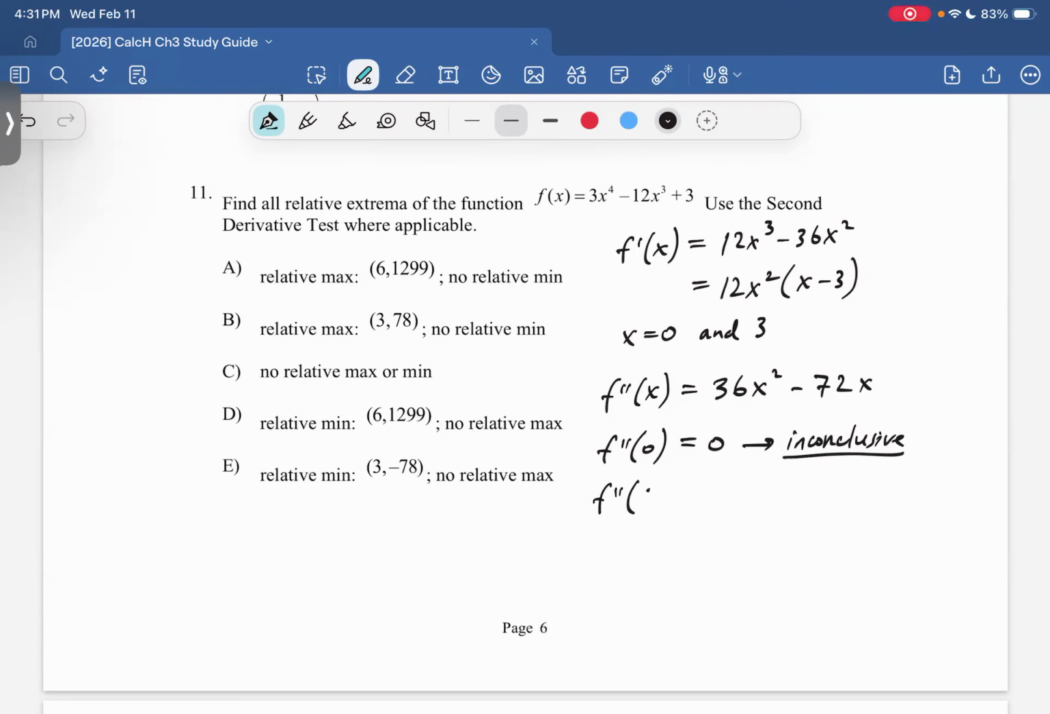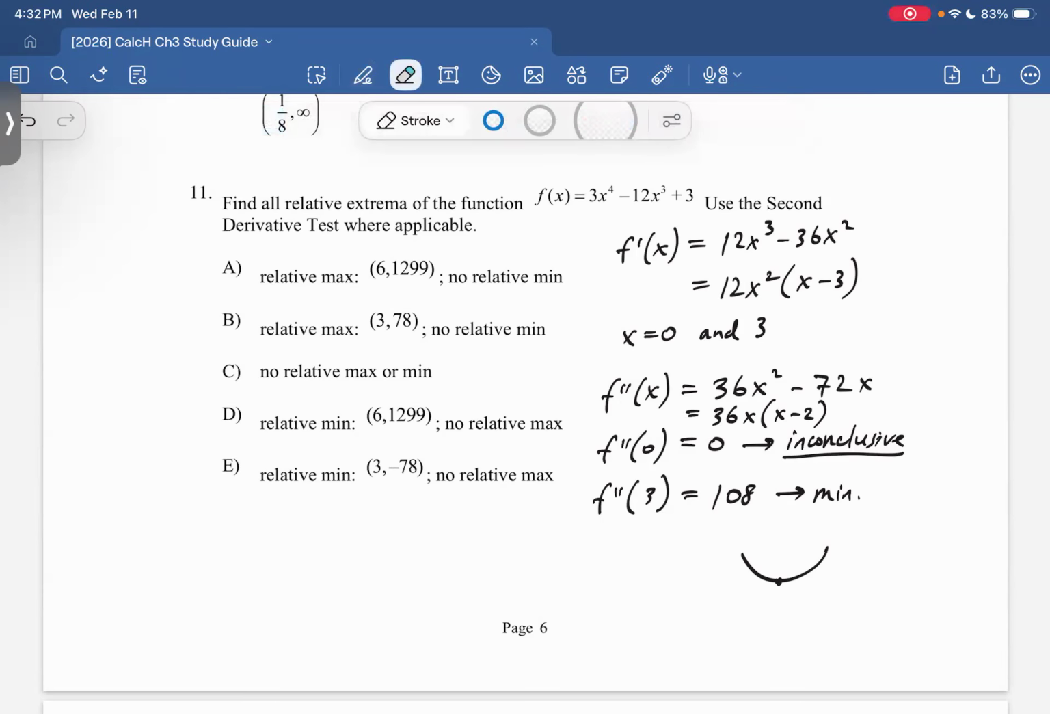However, when we plug in 3 into the second derivative, is it positive? Yes, it should be a positive number because this second derivative can also be factored as 36x times x minus 2. And so if we plug in 3, we'll get a positive number, I think 108. So if it's concave up at our critical point, that means we have a relative minimum. So that leaves choice E.